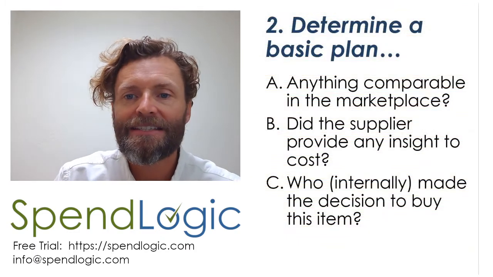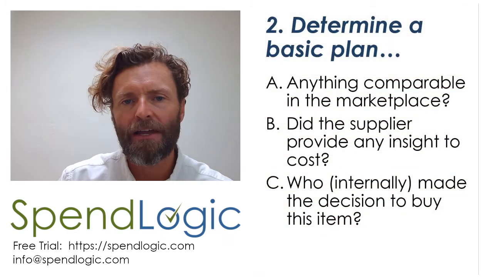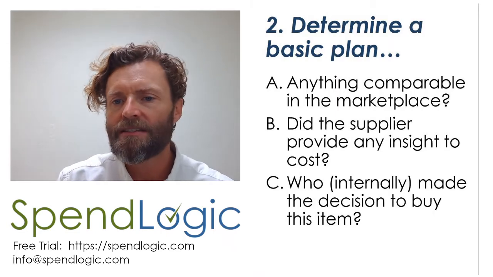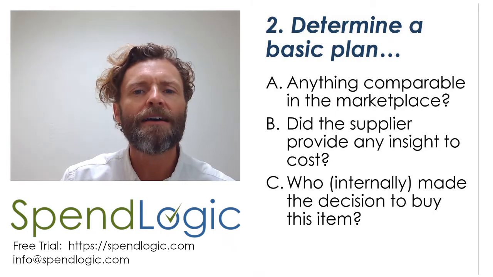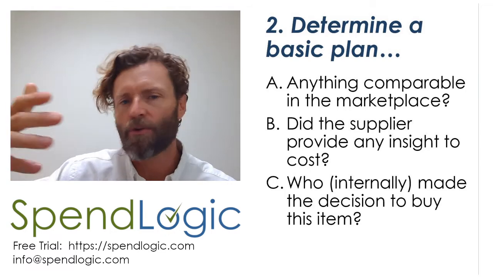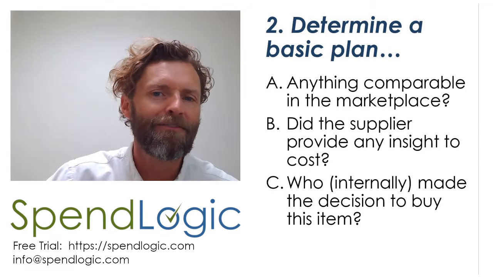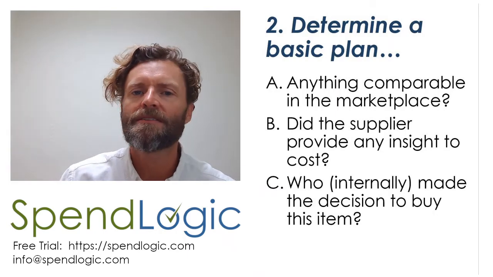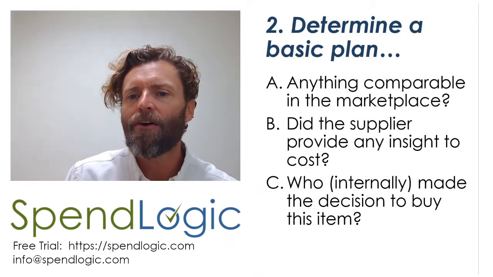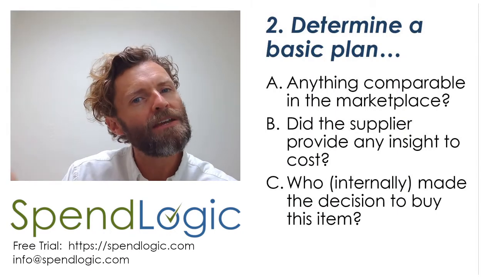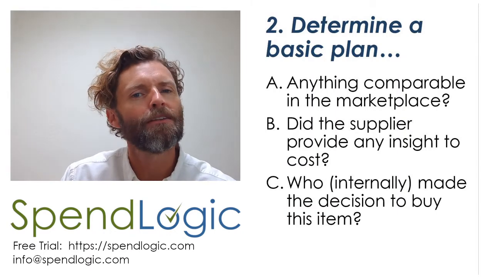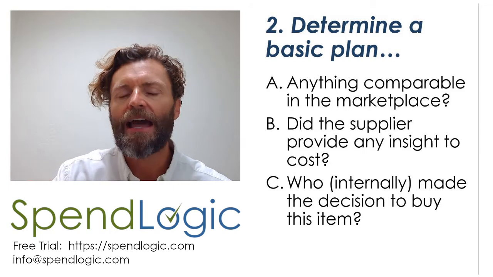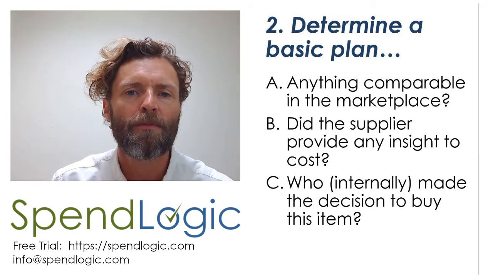Next thing I need to do is determine, okay, what's my basic plan, all right? You already have some idea, because this is a unique item. We're calling it a unicorn. You're only buying it from one supplier. It's not available in the marketplace. There's nothing that you've purchased in the past. So you have a basic idea that, okay, this is going to take a little bit more work, but what's our plan for moving forward?